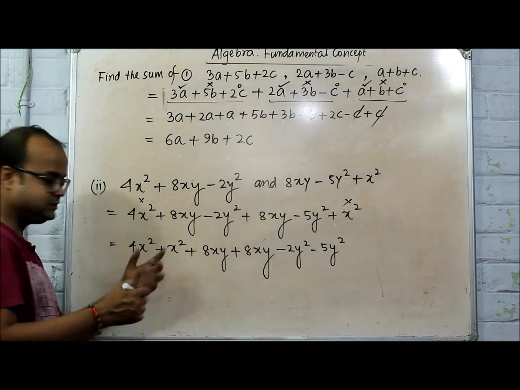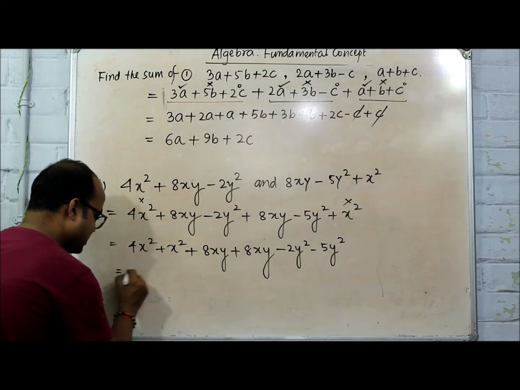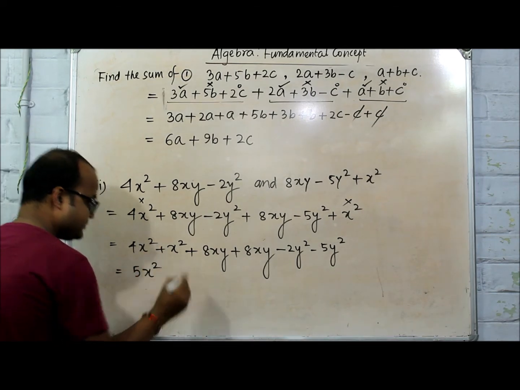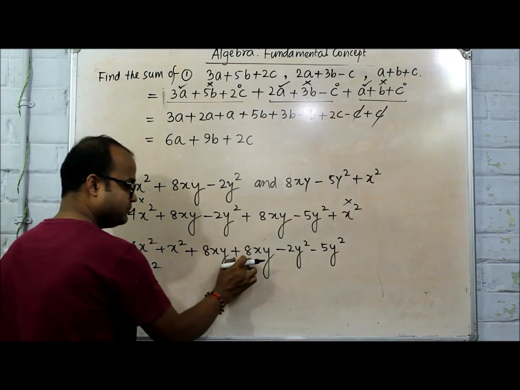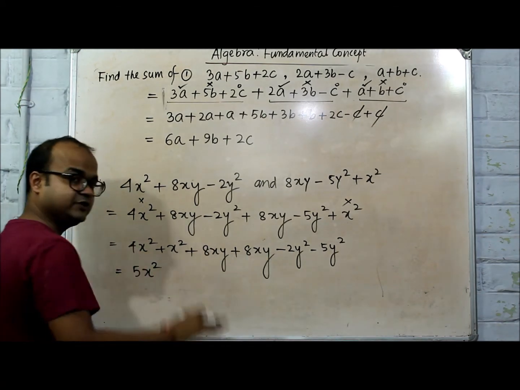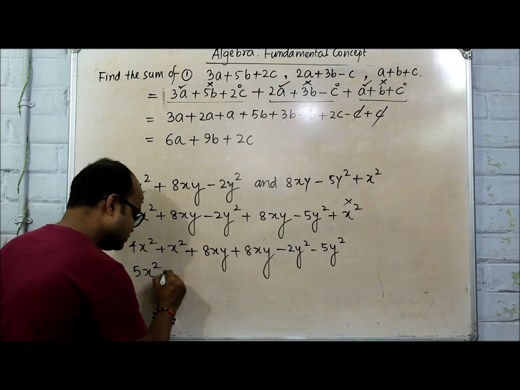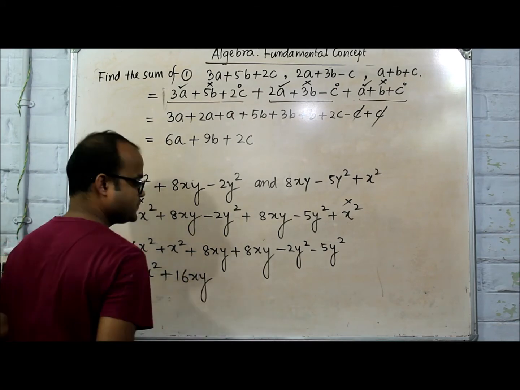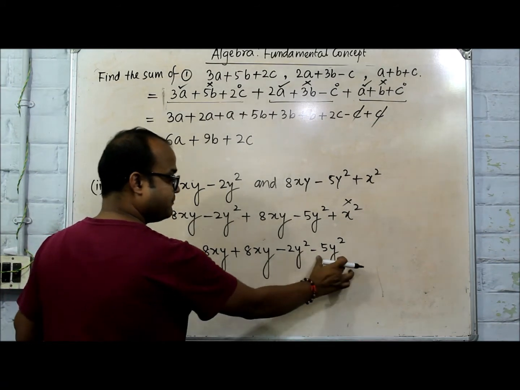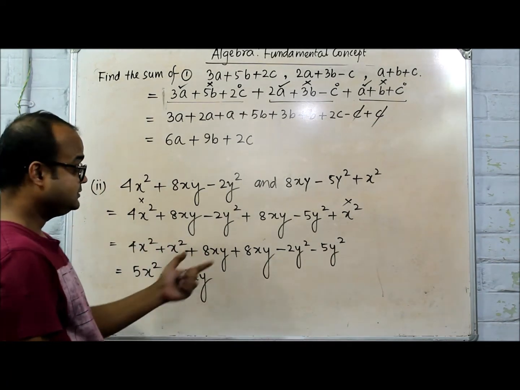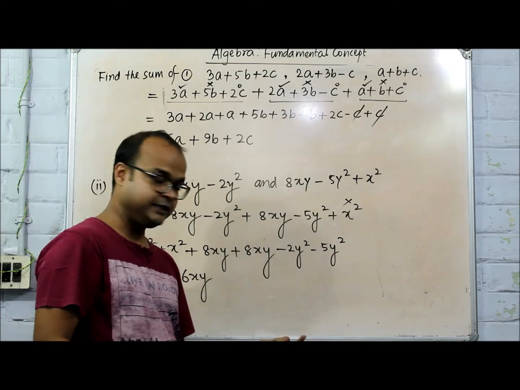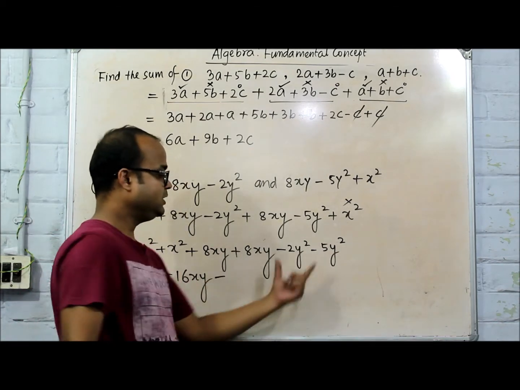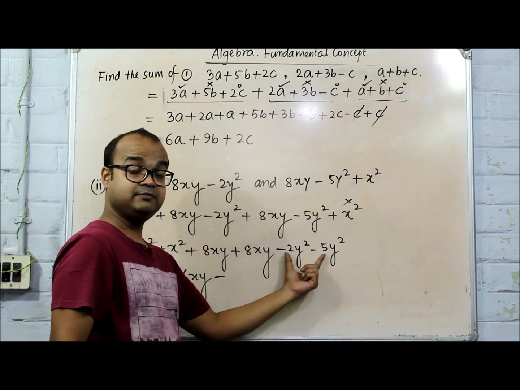Same sign, add. So 4 plus 1, 5x square. 8 plus 8, same sign, add, so 16xy. Minus 2y square minus 5y square: same sign, both are negative, so the result will be negative. Minus 2 plus 5 is 7.